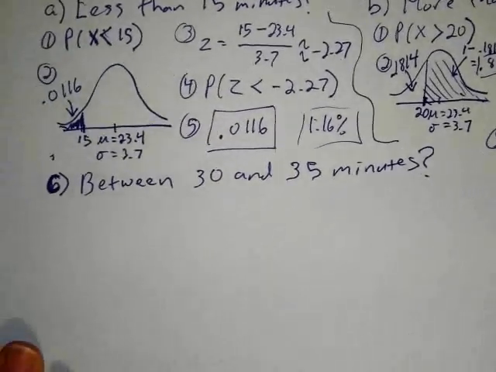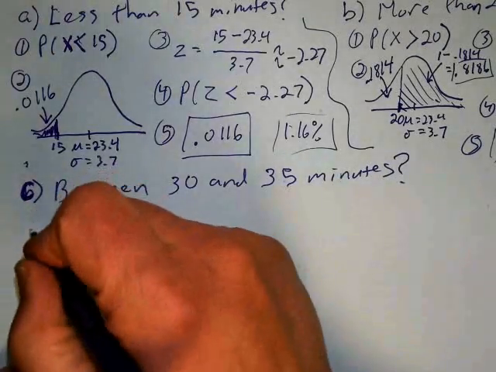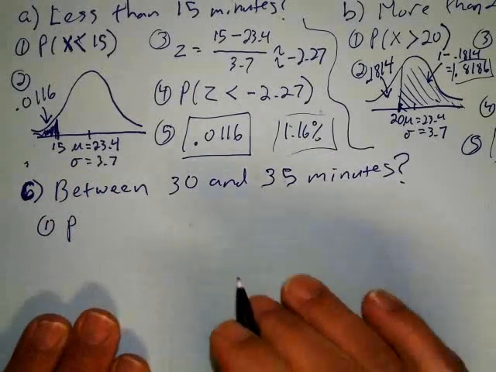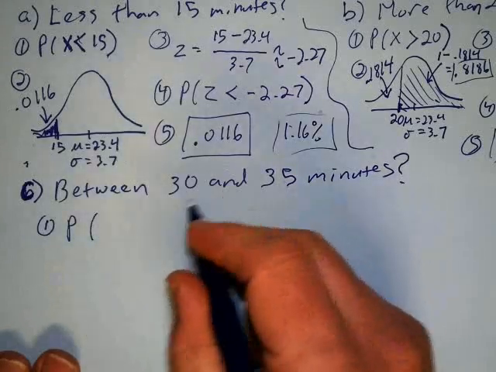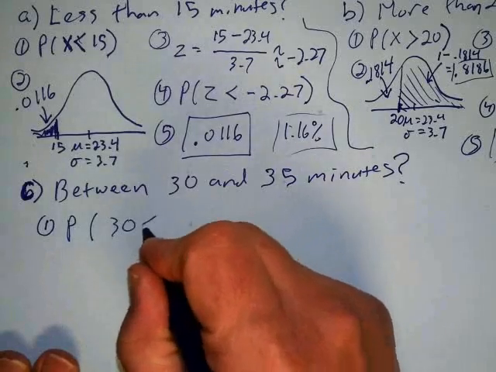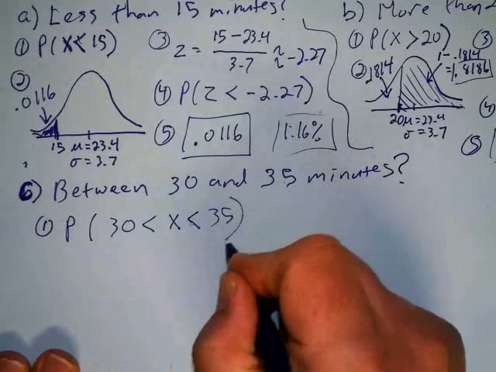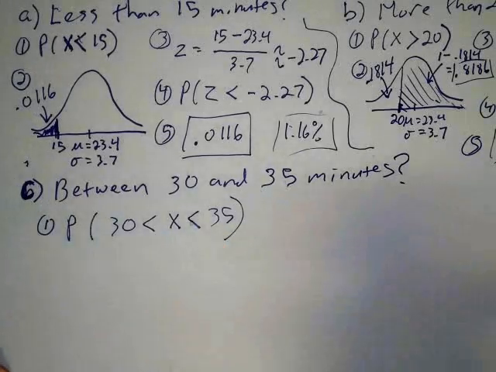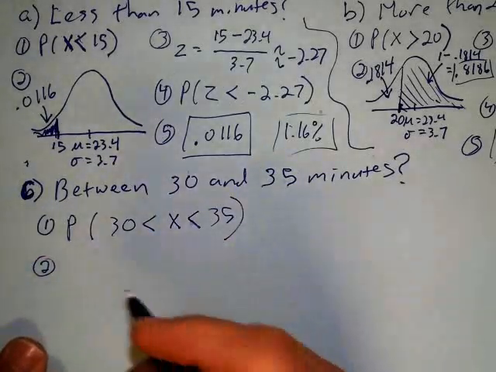So now the final one. This is between 30 and 35 minutes. So we now have a between probability. The way that you write this is you write out the x-score. You put 30 on the left, 35 on the right with x in between them, and then you use less than signs. So it would be 30 less than x less than 35. Both of those are less than signs. We want to find the probability that x is between 30 and 35.